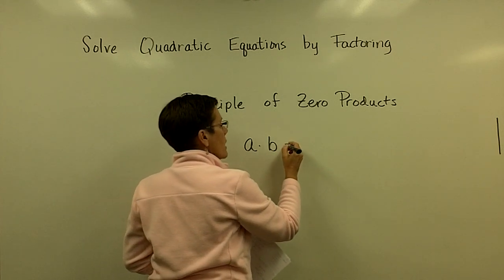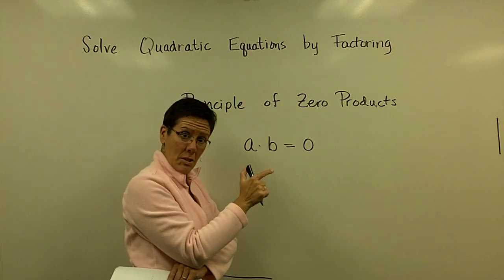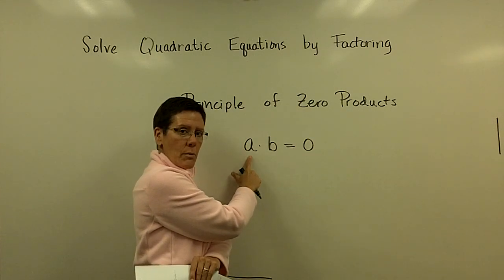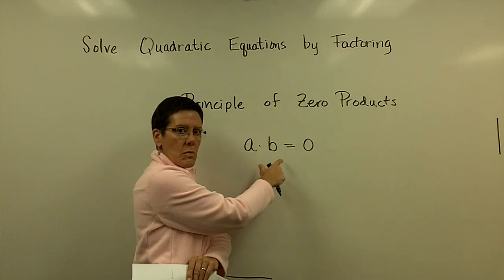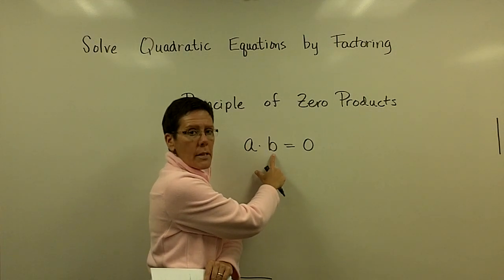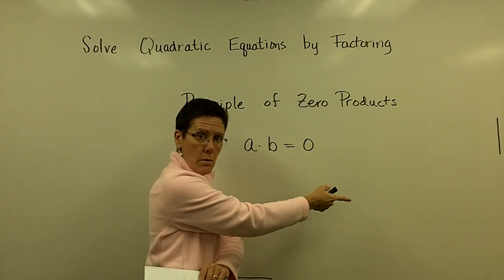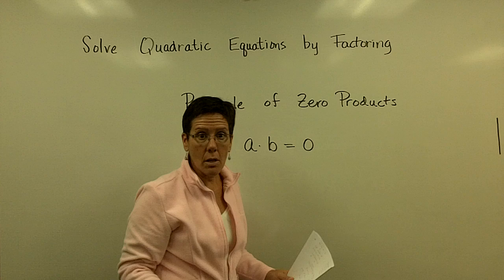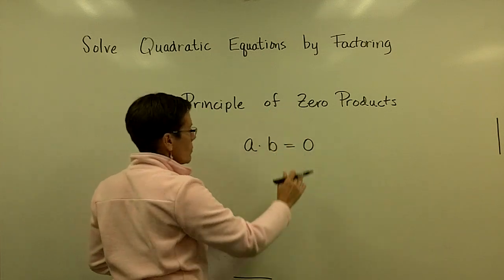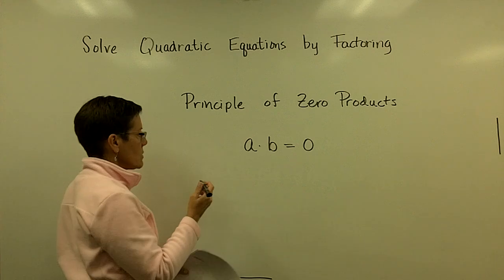Two or more things, and if they are equal to 0, for this statement to be true, either A has got to be equal to 0, so that 0 times B is 0, or, very important, or B has got to be equal to 0, so that A times 0 is 0, or this can't be solved. So it's called the principle of zero products. It says that one or the other of the factors has got to be equal to 0.